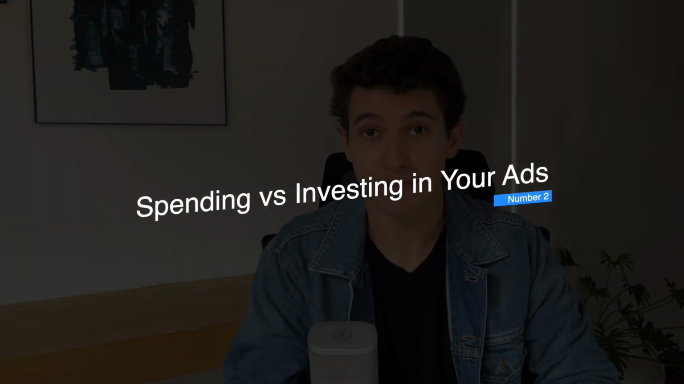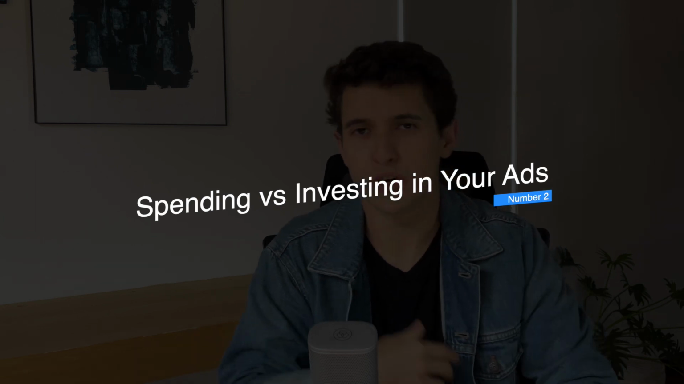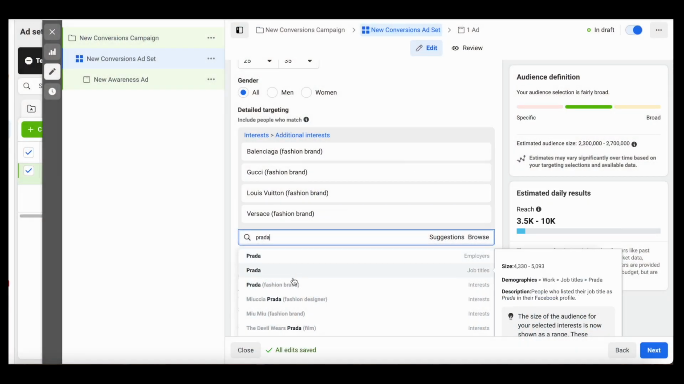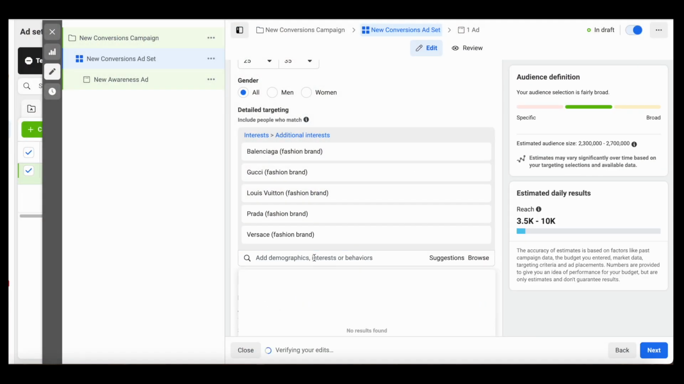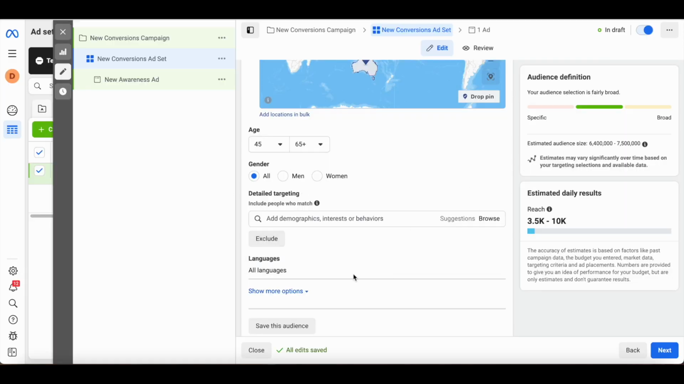The next way to make sure that you're maximizing your marketing dollars is by understanding the difference between spending versus investing in your ads. When you're running ads on machine learning platforms such as Meta, TikTok, Google, and you make the decision to use interest targeting within your ad sets in order to target your customers, you're spending money on depreciating assets. On the other hand, when you're using broad targeting, meaning you're not using any interest or lookalike audiences, you're essentially investing money on appreciating assets that will only get better over time.